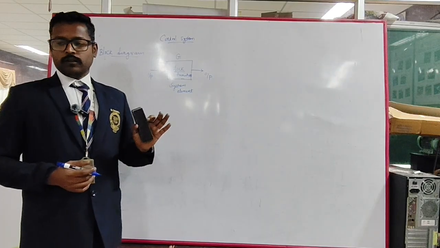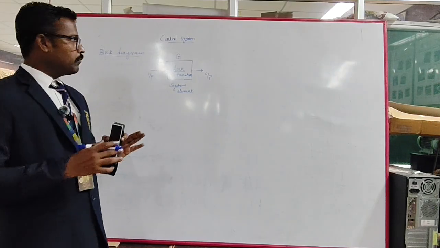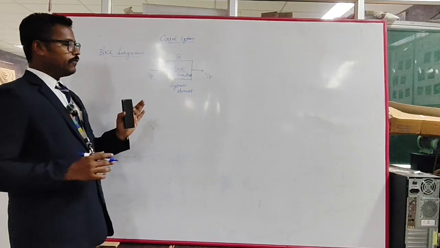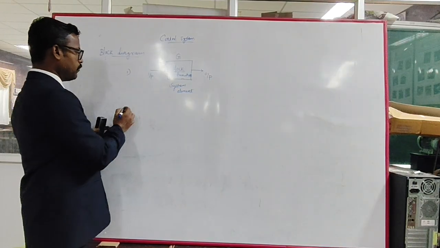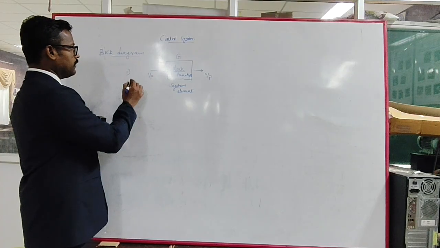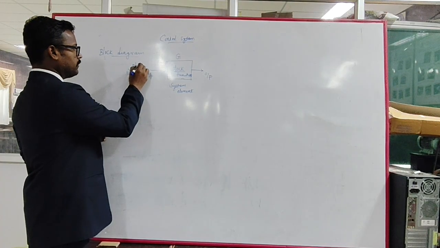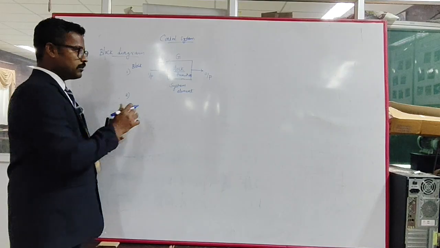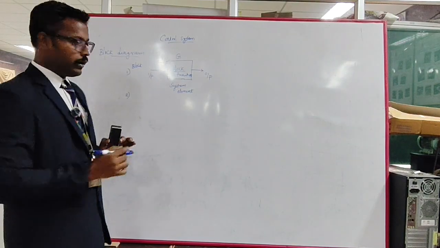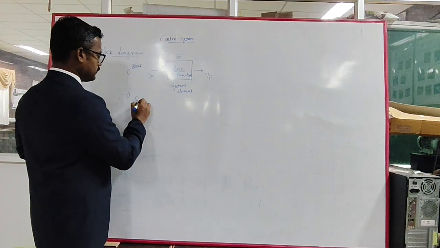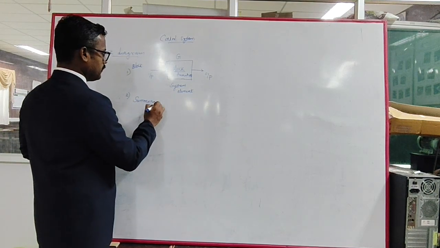So in the block diagram technique we have three important things. The first one is a block. What is meant by a block? We discussed it. And the second one is the summing point. What is meant by the summing point?